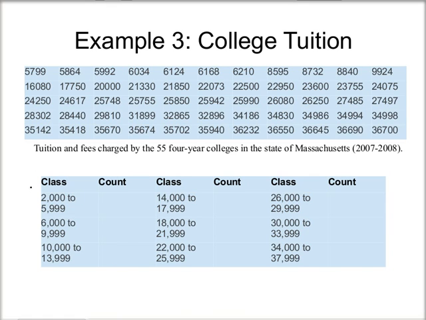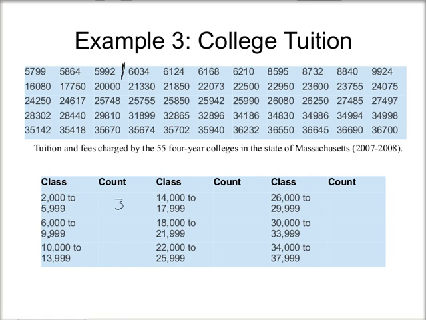That should be easy since I've got everything arranged in order. For the first class, I'm going to count all of the schools that have tuition up to $5,999, and that cutoff point is right there. So I've got 3 schools that fall into that interval.